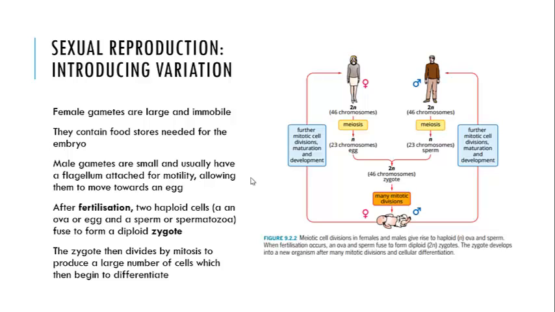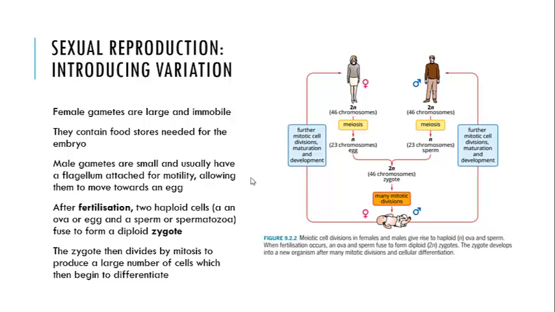So female gametes are large and immobile. They contain food stores needed for the embryo, which is why they're so large and immobile. So women are, in humans, born with a finite number of eggs, and these are, like we say, large and immobile. So they're not the ones that are going to be finding the male gamete. Male gametes are small and usually have a flagellum attached for motility. So this allows them to move towards the egg.